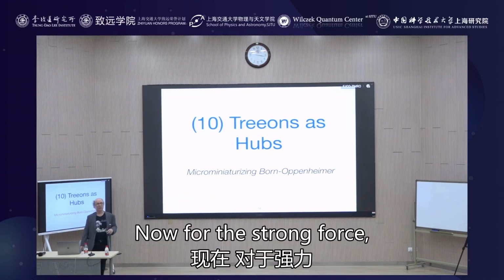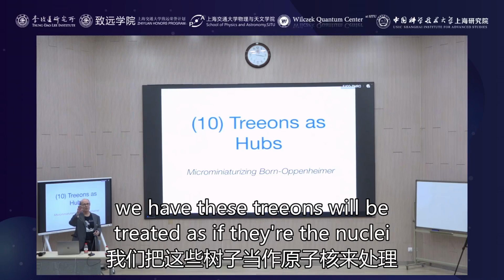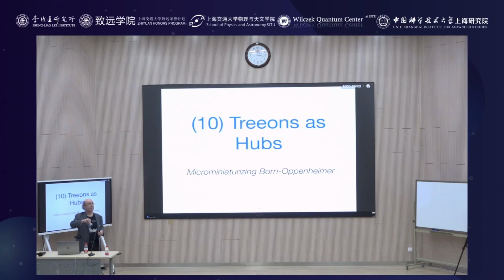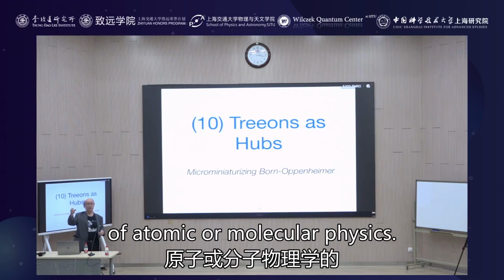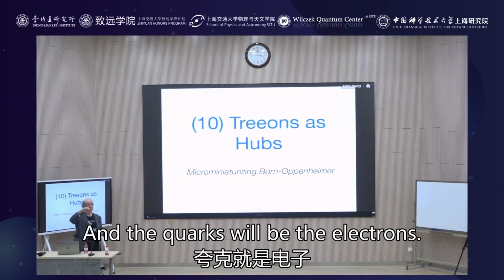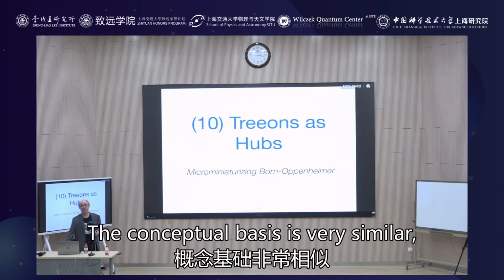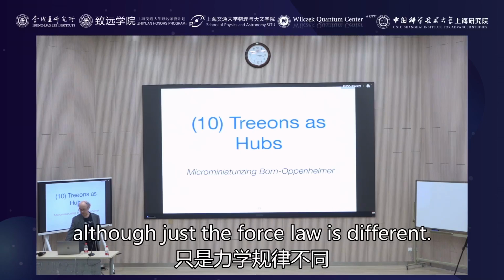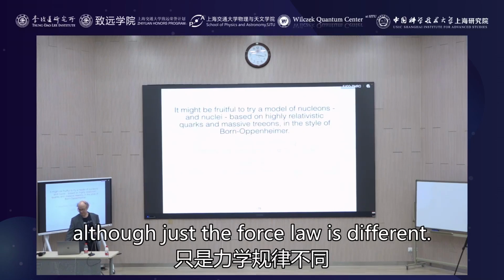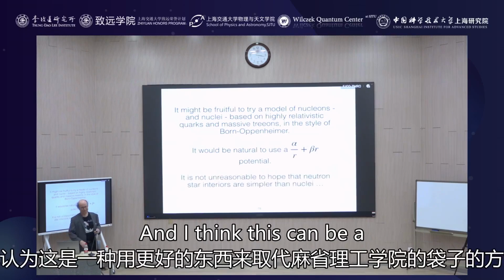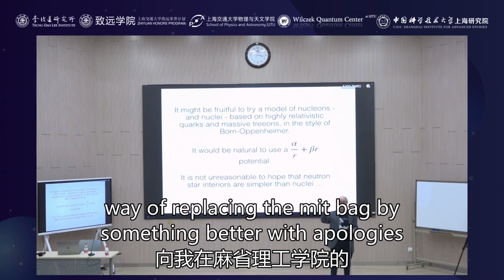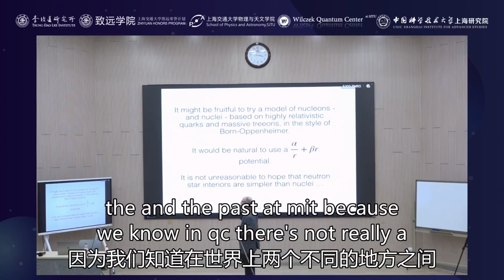We can do the same thing now for the strong force. If we have these trions, they'll be treated as if they're the nuclei of atomic or molecular physics, and the quarks will be the electrons. And the conceptual basis is very similar, although just the force law is different. And I think this can be a way of replacing the MIT bag by something better, with apologies to my colleagues in the past at MIT.